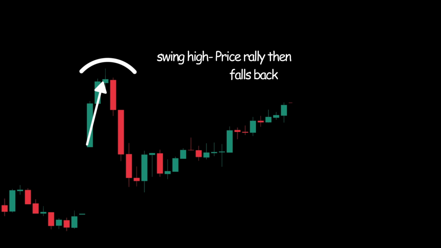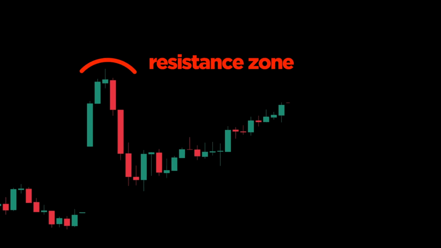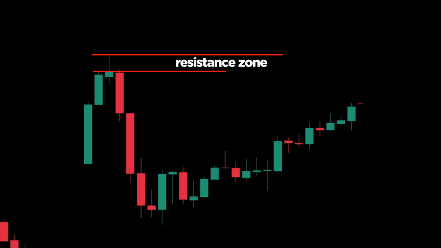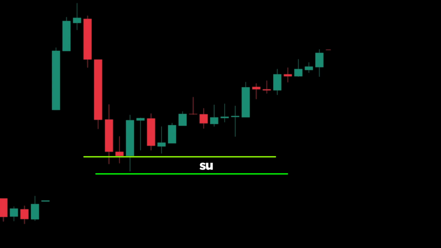Swing highs are spots where price rallies, then turns downward. Possible resistance zones. Grab the horizontal line tool from the toolbar and click on the close of the higher candle in the swing high. Grab it again, and this time click on the high of the same candle. The zone marked here will be your resistance level or zone. Again, repeat the same process to mark the support zone.